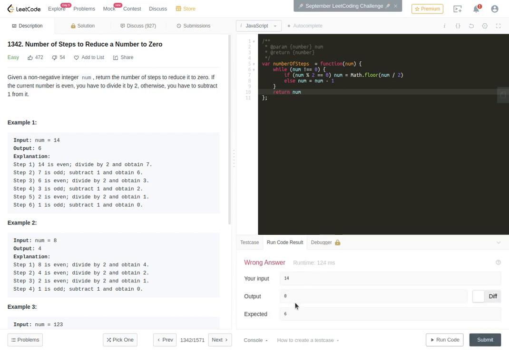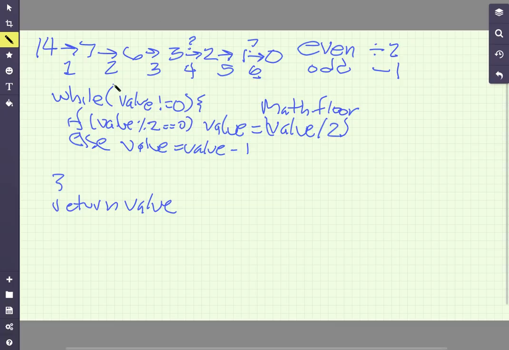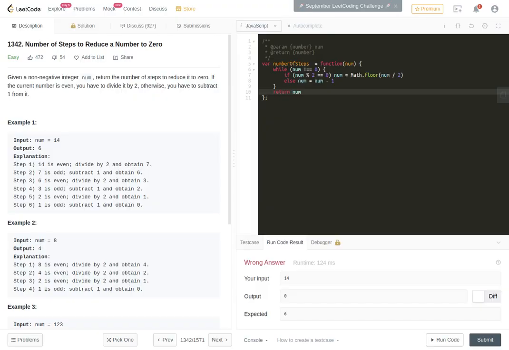Wrong answer. Okay, so output was 0. While num isn't 0, what happened? It fell right through. Oh, I have to return the number of steps. Duh, not the num. So fundamental flaw here. Because I'm doing a while loop, I'm not even counting the steps. So let's do let steps equal to 0, and then each time through this loop, we're going to do steps plus plus, and here we're going to return steps.